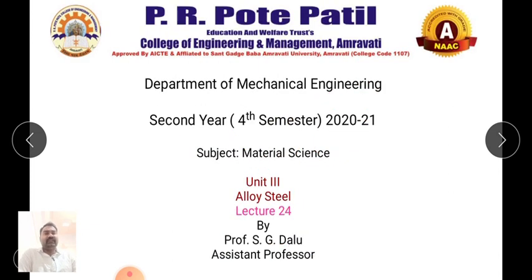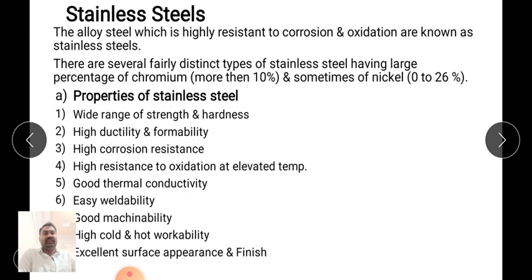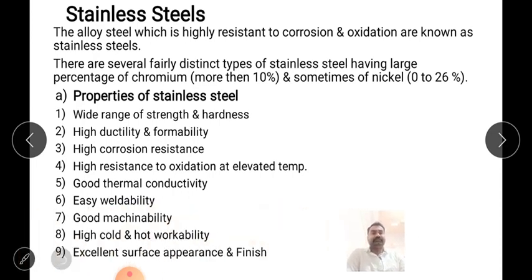Okay, then the next topic we will have to study, that is the stainless steel. What is stainless steel? Okay, alloy steel which is highly resistant to corrosion and oxidation is known as stainless steel. The steel alloy or alloy steel which is highly resistant to corrosion and oxidation, that alloy steel is known as a stainless steel.